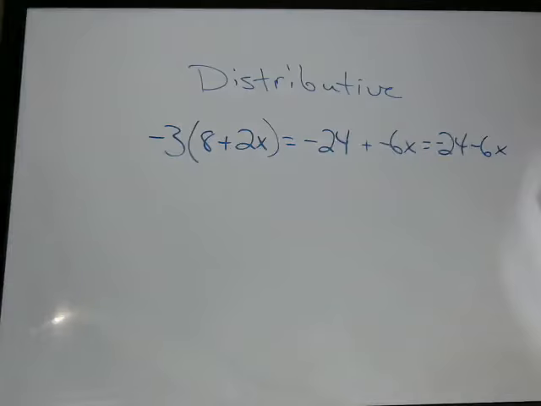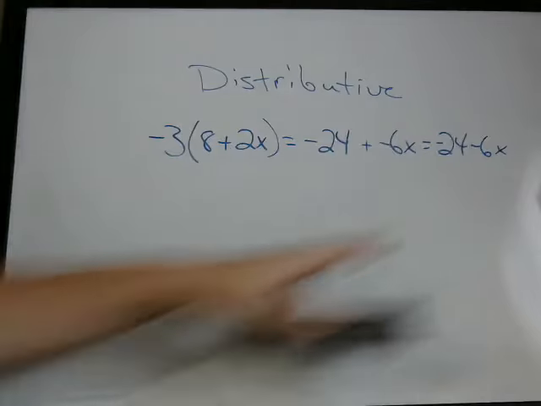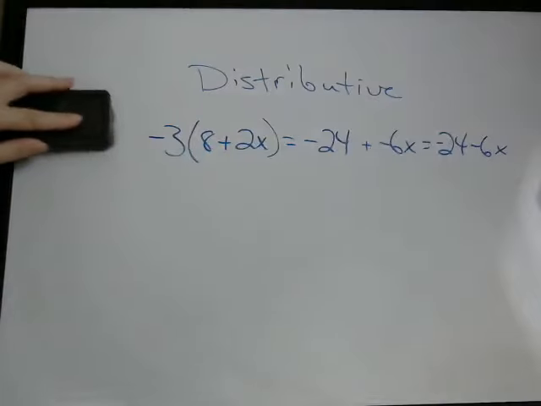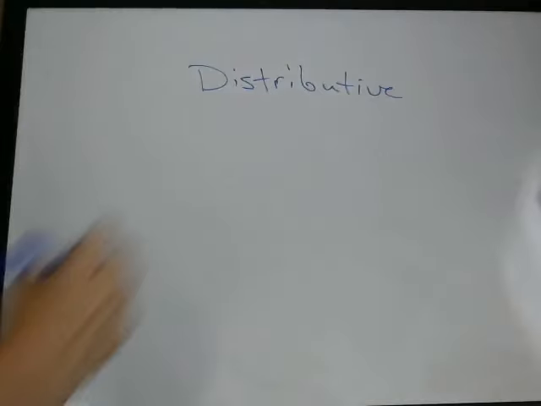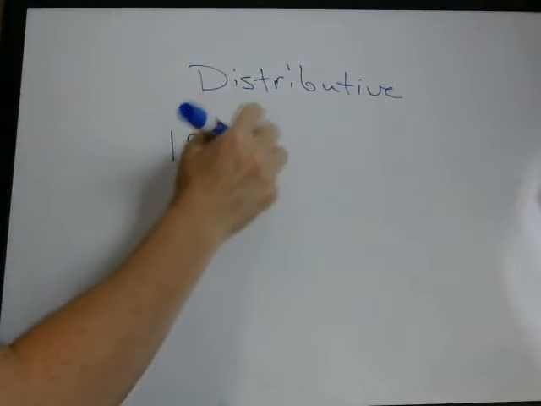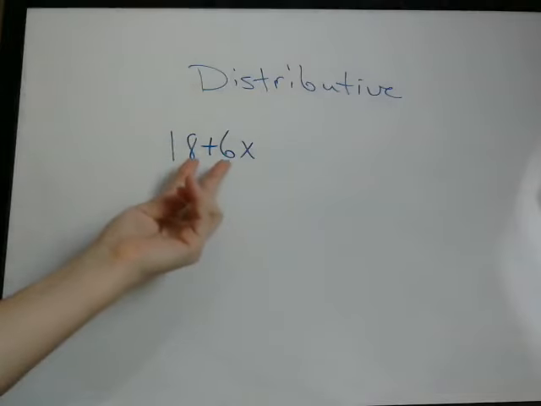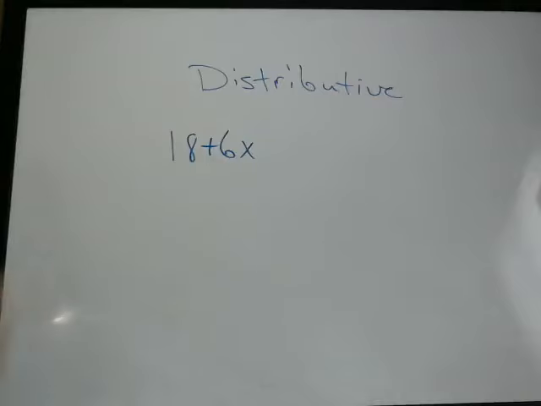6x. Now you can also do this the opposite way, where you're given this answer and you're trying to get it into something with parentheses. You start with 18 plus 6x. The way you're going to work backwards is you look at these two numbers and decide what's the largest number that will divide into each of those evenly. And if you're unsure on how to find those factors, look at my video on divisibility on my Facebook page. So we look at these two and we know that 6 can be divided into both 18 and 6.